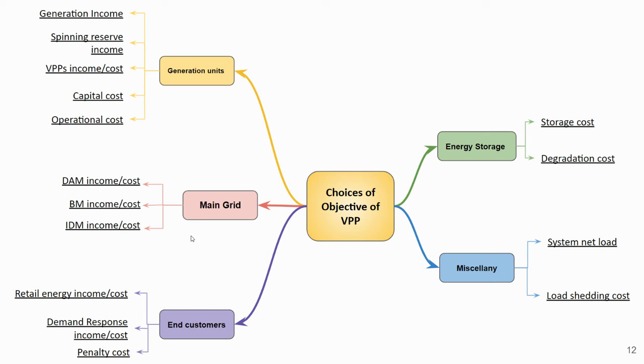Just like that, there are many options for the main grid, like the DM, which is the day-ahead market, BM, the bilateral market, and IDM, the intraday market. So by participating in these markets and optimizing the process of participating, the VPP can achieve maximum profit. Also, there are three different ways for the end customers, for the energy storage section, and for the miscellaneous.